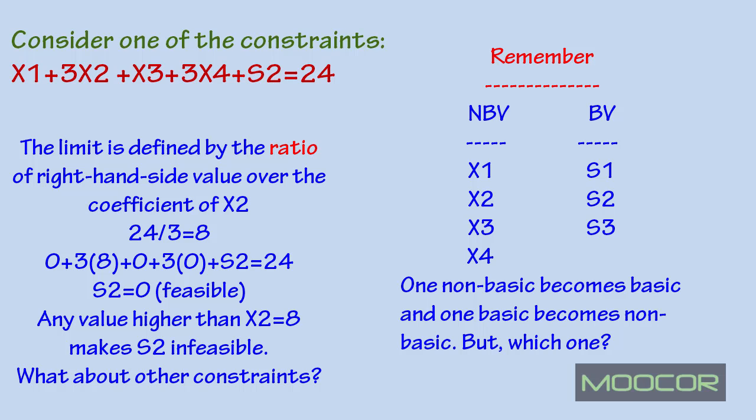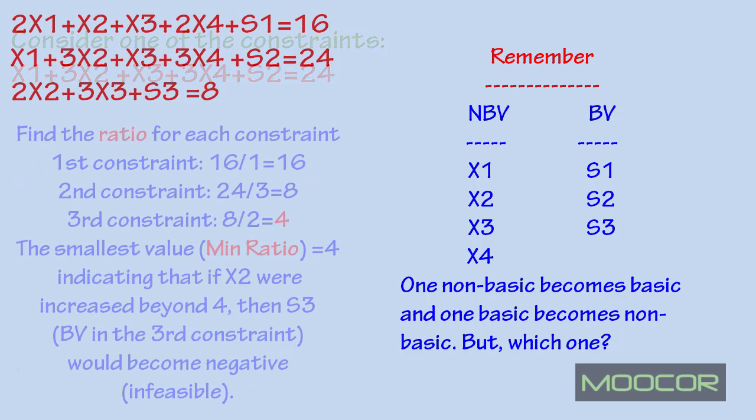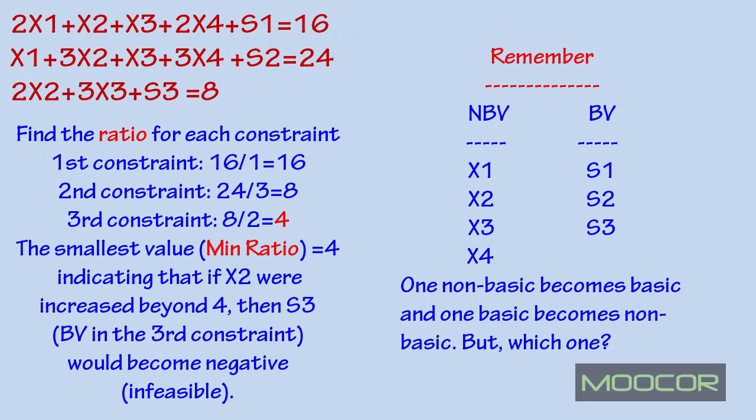And what is that limit? That limit is actually the ratio of the right hand side to the coefficient of x2. And if we look at all 3 constraints, all 3 equations that we have, and find that ratio for each one of them, we will notice that the maximum that we can increase this value comes from a minimum ratio among these. That suggests that on the 3rd equation, if I increase that beyond 4, then the basic variable on that, which is s3, will become negative. So s3 will be the variable that leaves the basic variable set.